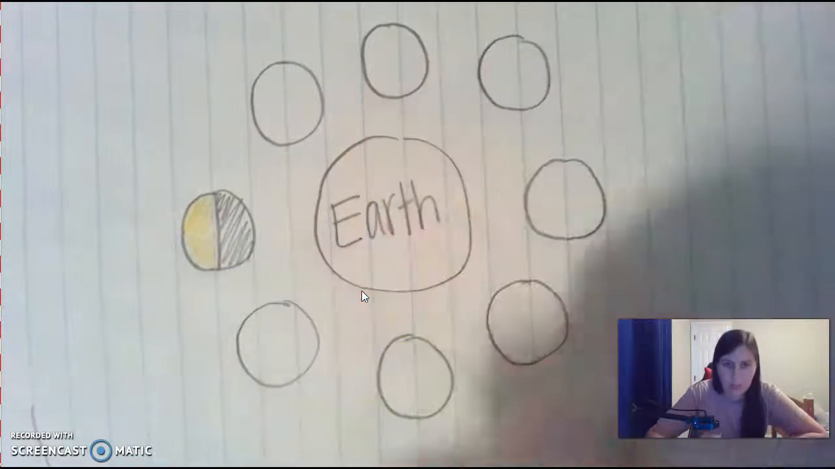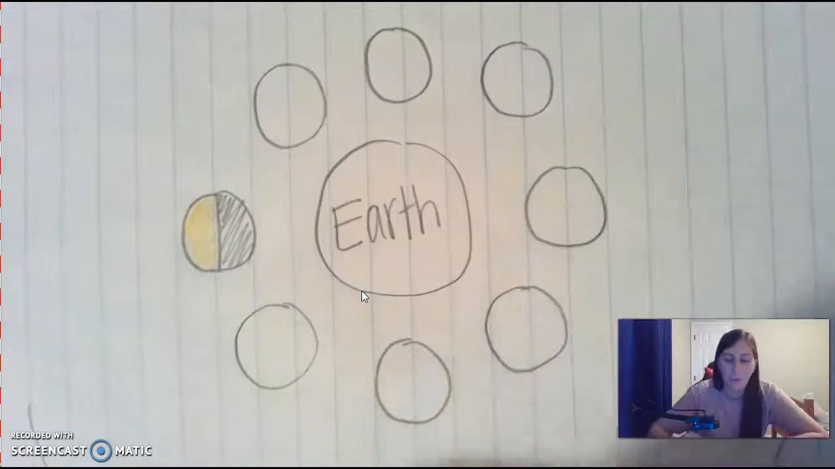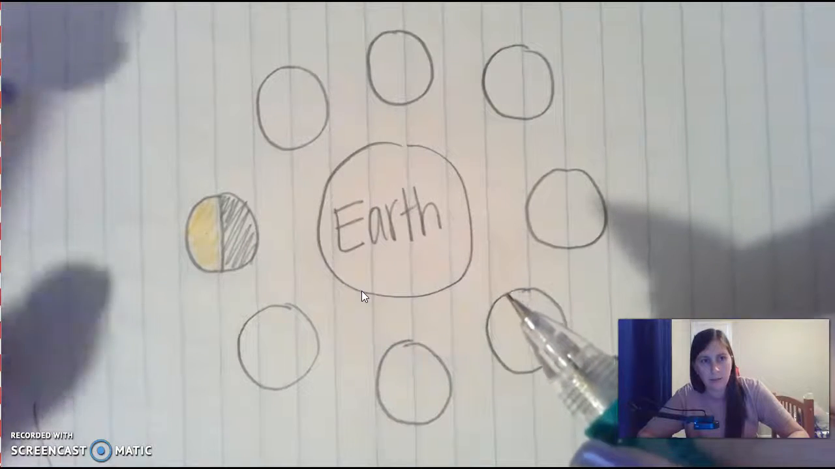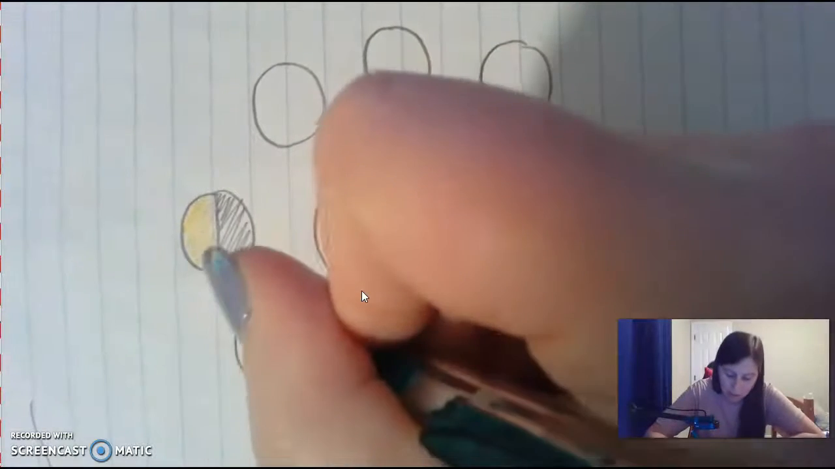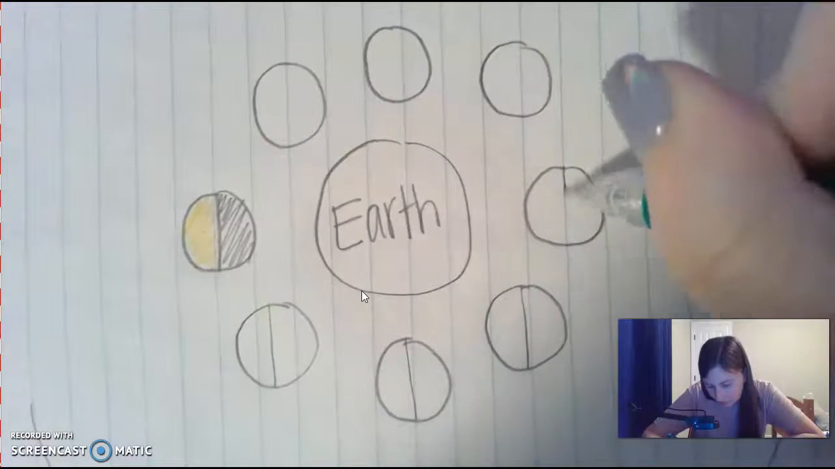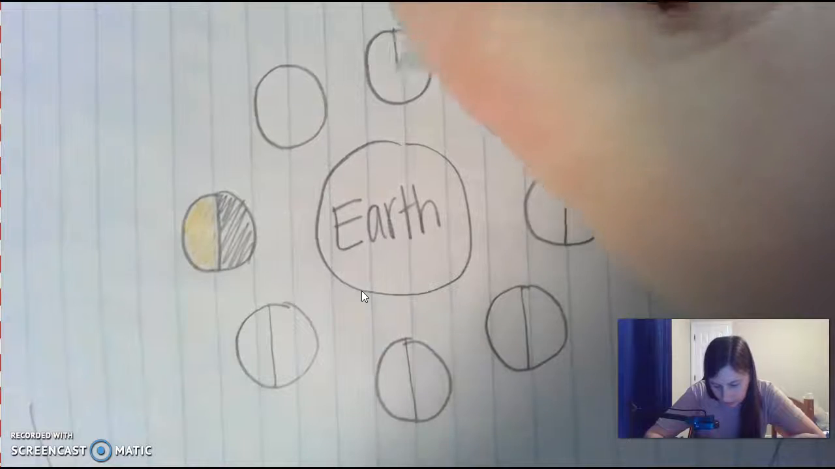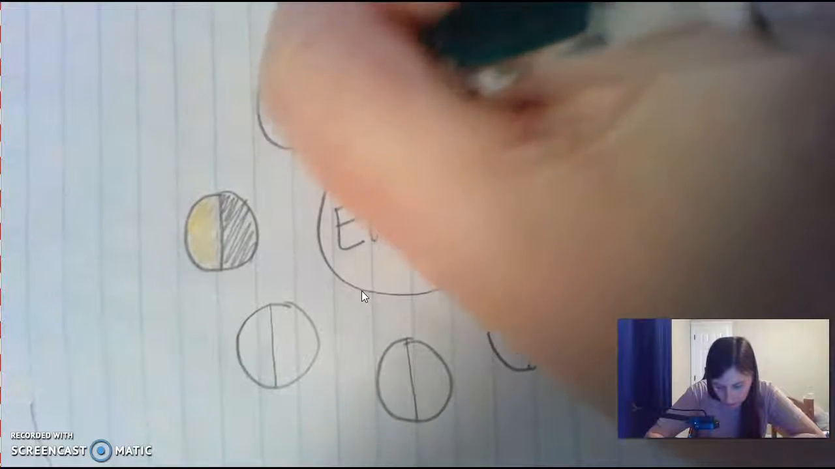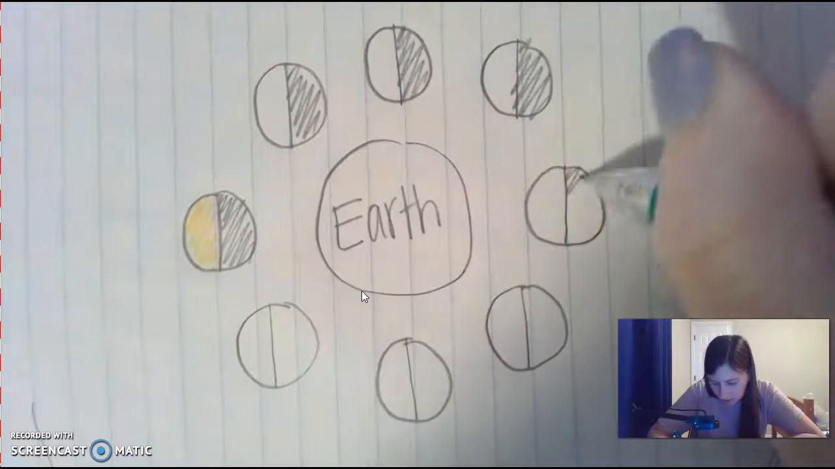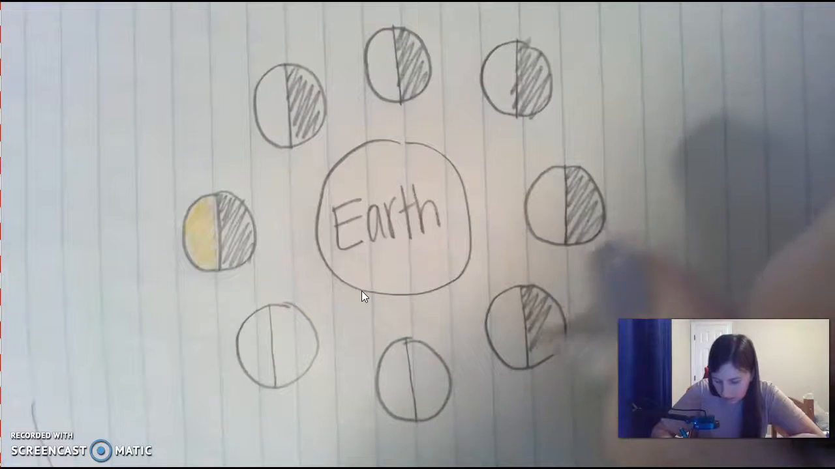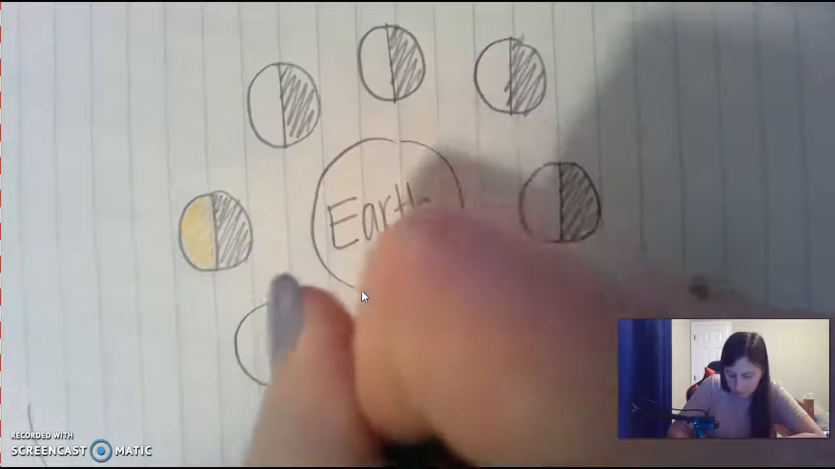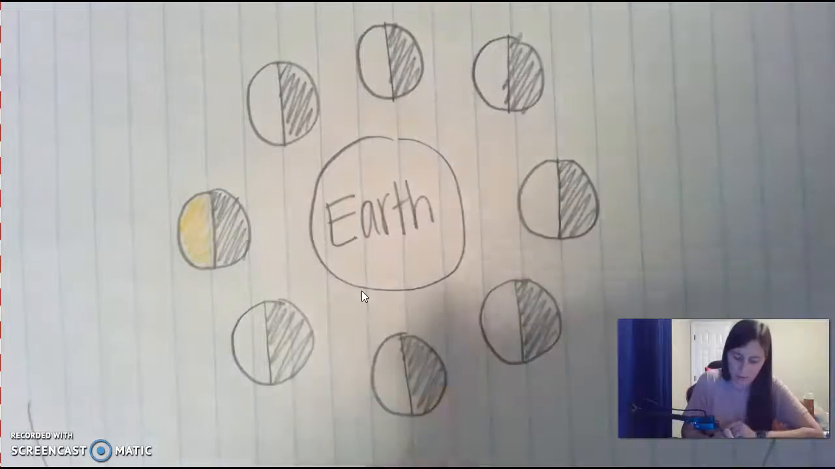So I'm going to do that same thing to each of our moons, but no matter where the moon is, the sun is always over on this side. So this is the side of the moon that's always going to have some light. So I'm going to divide it in half, straight down the middle. And one half of each of these is dark. And the other half is light.